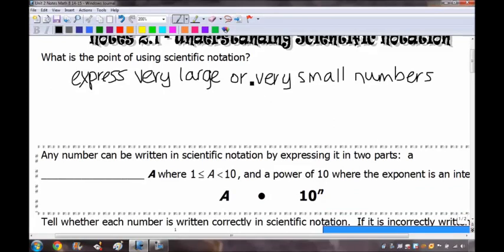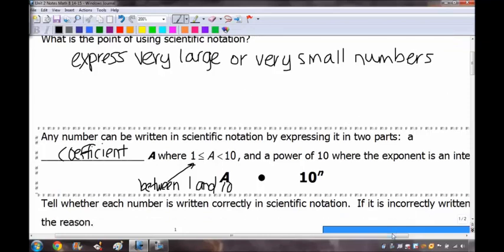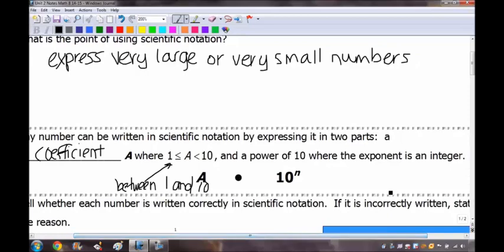But really, any number can be written in scientific notation by expressing it in two parts. A coefficient. Remember, coefficients are just numbers in front of variables, okay? So a coefficient a, where a is between 1 and 10. So I need you guys to write down that a has to be between 1 and 10. That's what this expression right here means. It can be 1, but it can't be 10. And then a power of 10 where the exponent is an integer. And that is key, that the exponent is an integer.